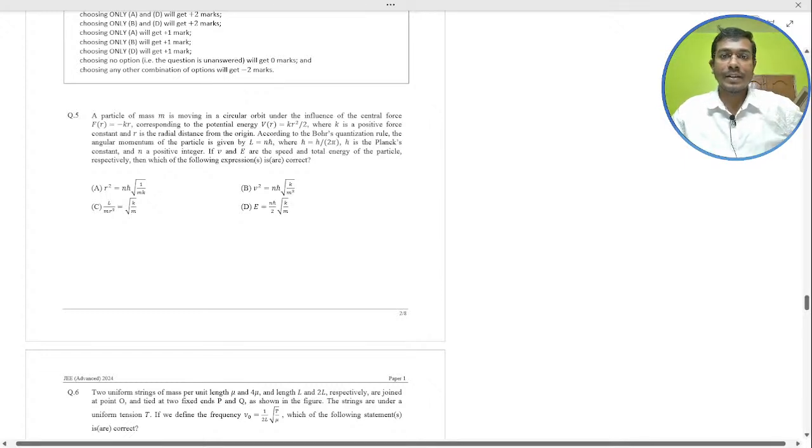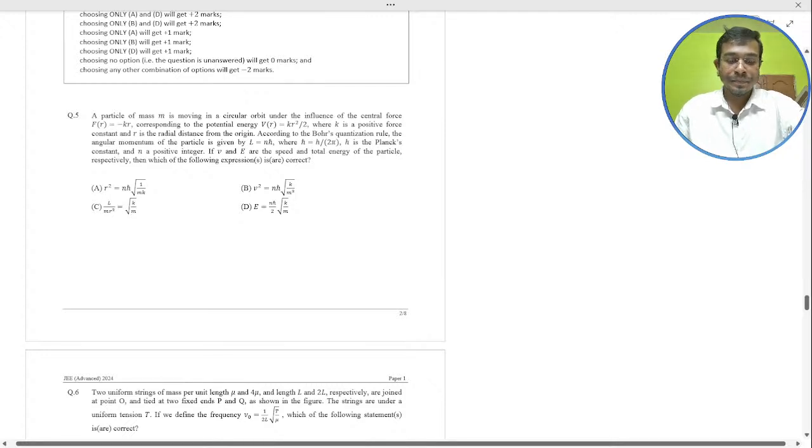According to the Bohr quantization rule, the angular momentum of the particle is given by L = nħ, where ħ is h by 2π, h is Planck's constant and n is a positive integer. If v and E are the speed and the total energy of the particle respectively, then which of the following expressions is or are correct?